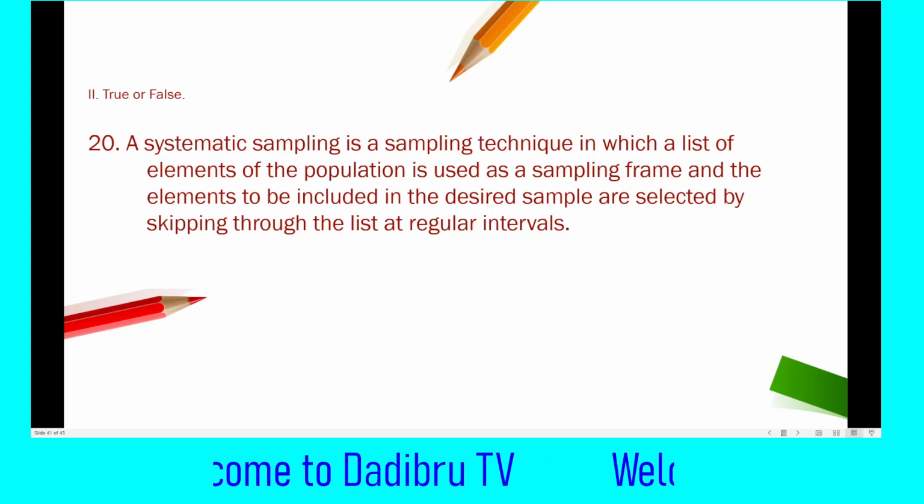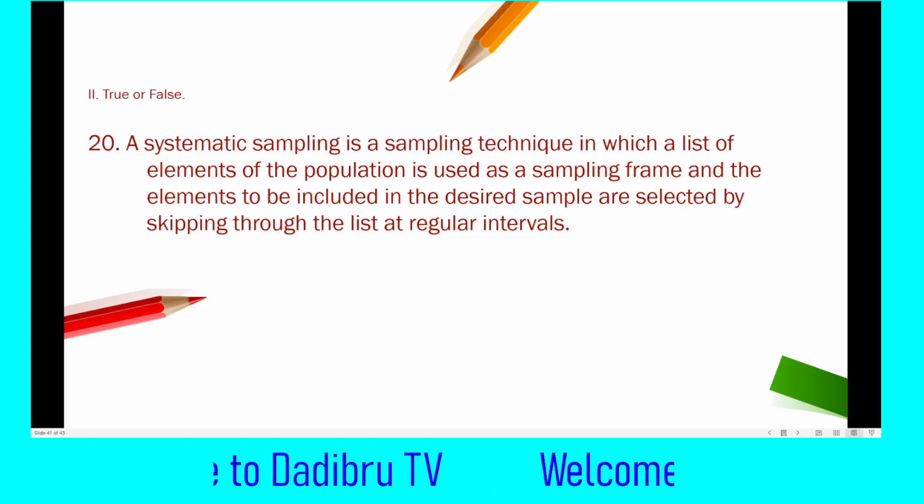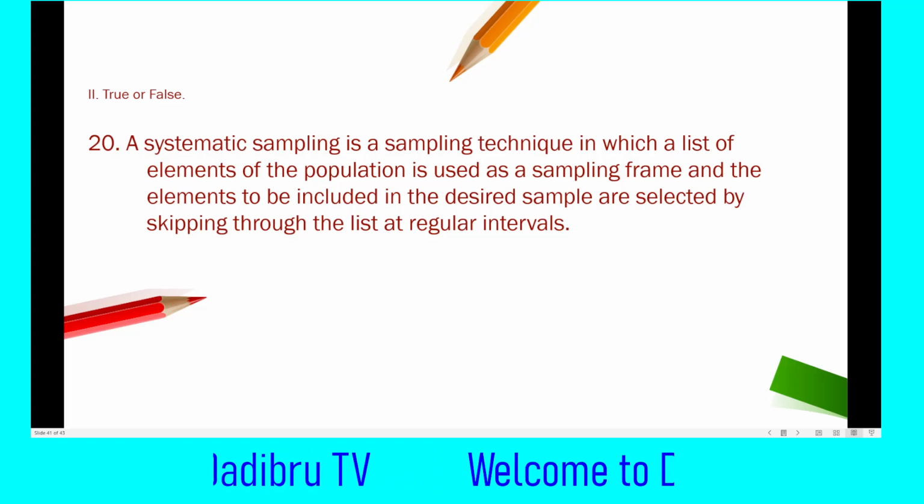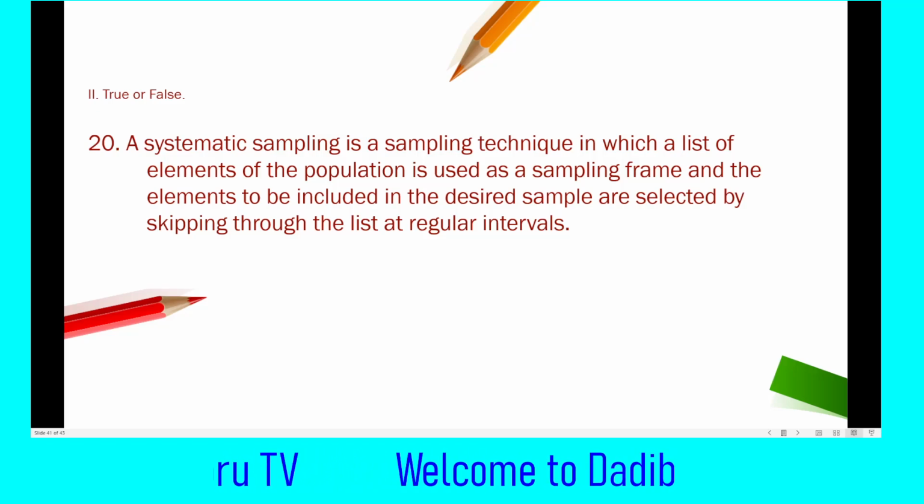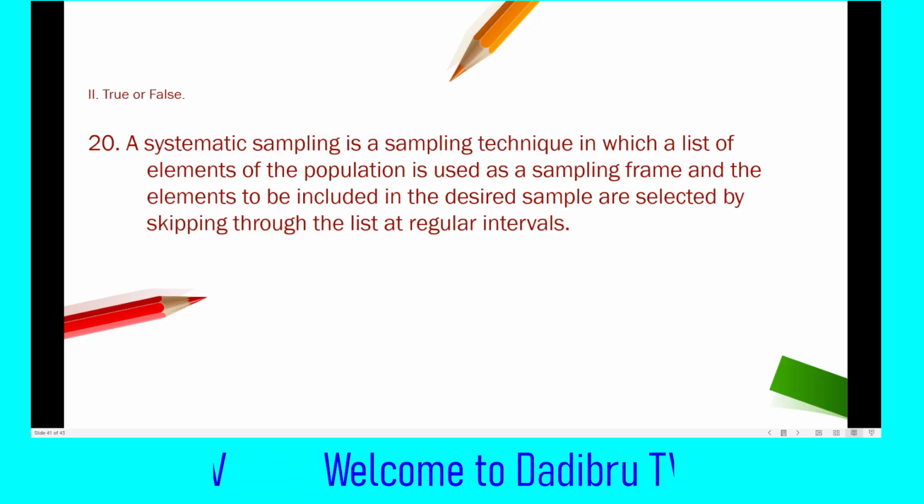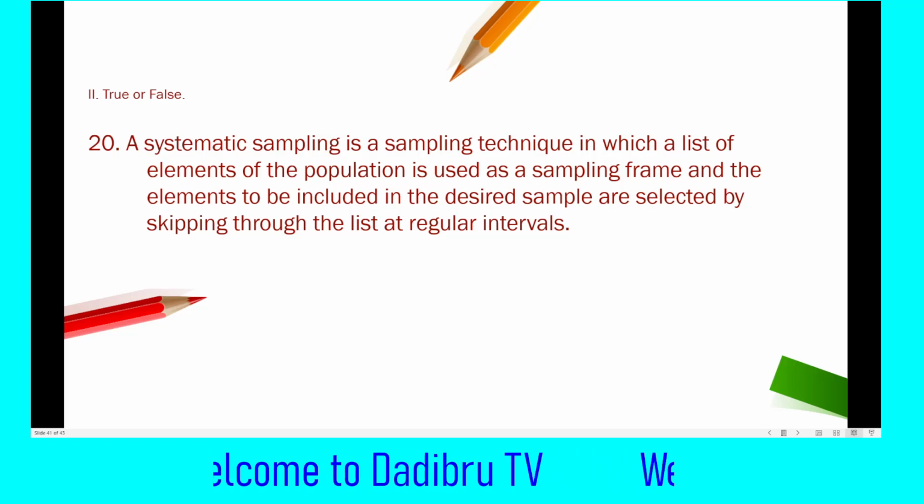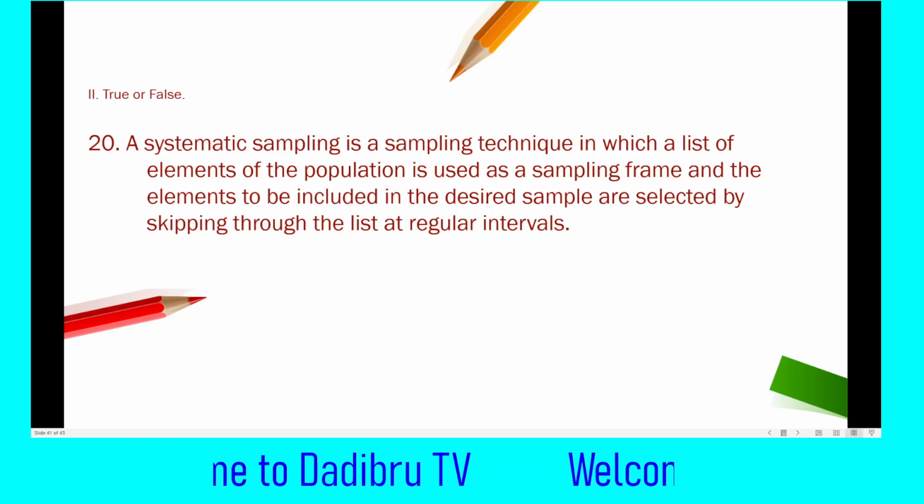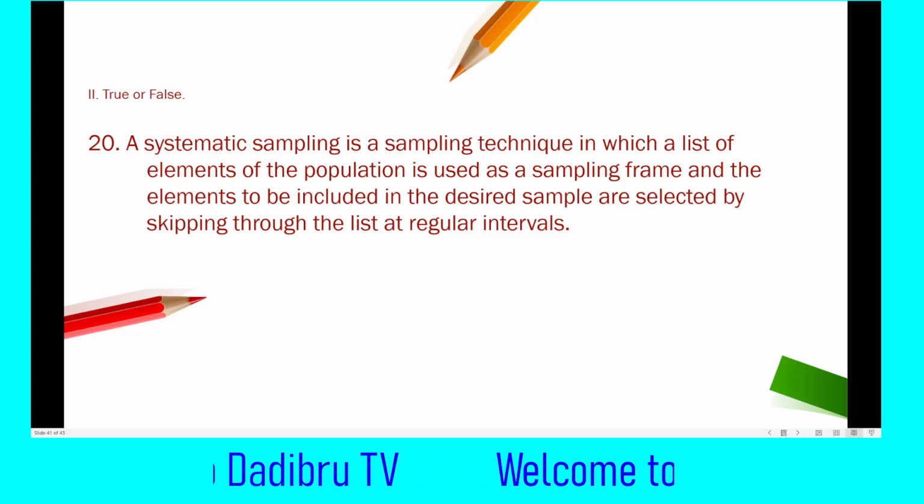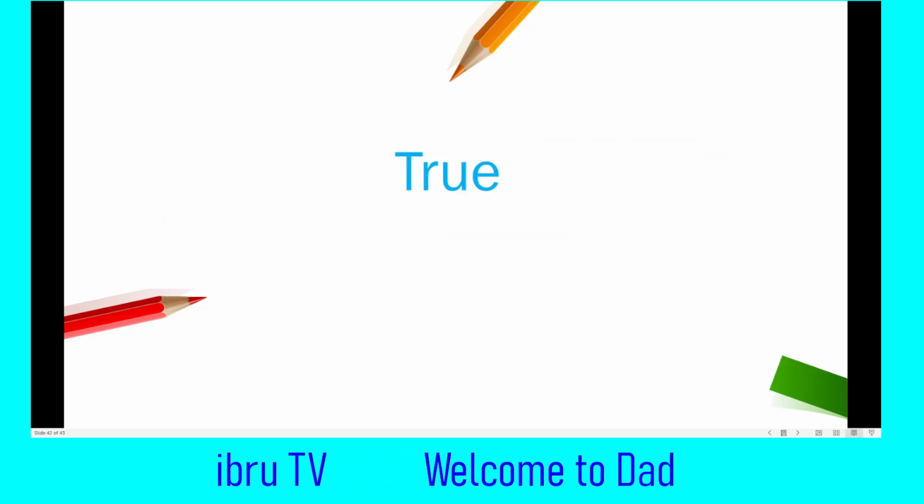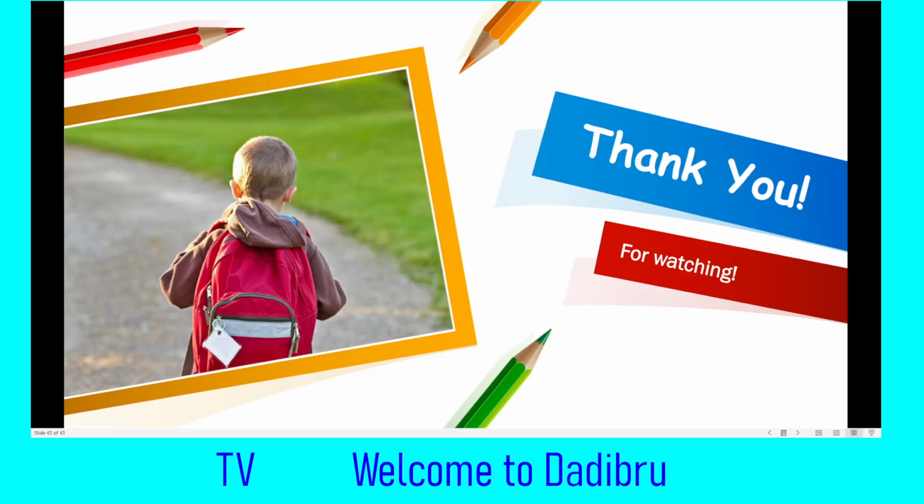Question number 20. A systematic sampling is a sampling technique in which a list of elements of the population is used as a sampling frame and the elements to be included in the desired sample are selected by skipping through the list at regular intervals. True or false? The answer is true.